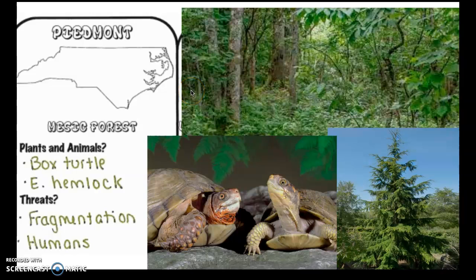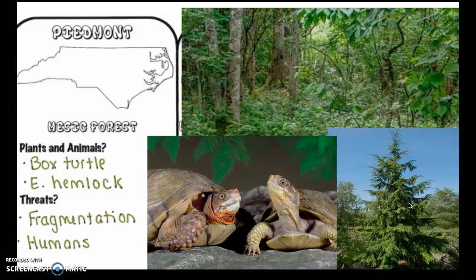Our Piedmont ecosystems, the first one is called the Mesic Forest. Our animals that live here are box turtle. Remember those awesome guys. Actually, this flap right here and right here will snap shut if they were to pull their arms and head in. And then the eastern hemlock, which is this pine tree right here. Threats to this ecosystem are fragmentation.